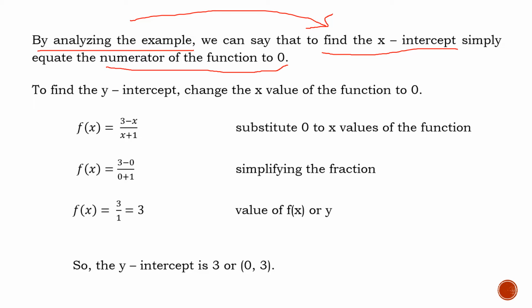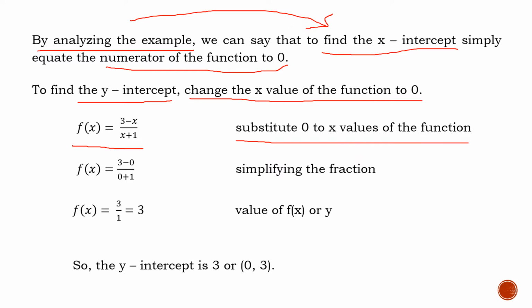Now, to find the value of your y-intercept, change the x value of the function to 0. So it's totally opposite of your x-intercept. If in your x-intercept we assume that your y is equal to 0, in this y-intercept we assume that your x value is equal to 0. So there's the same function, f of x is equal to 3 minus x over x plus 1. Substitute 0 for the x values of the function. We just replace all your x variables in the given function by using 0 as the value of your x variable.